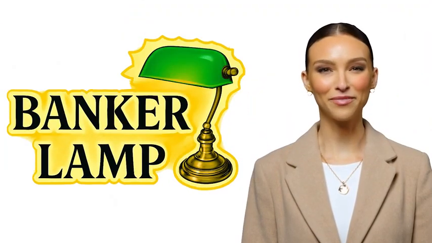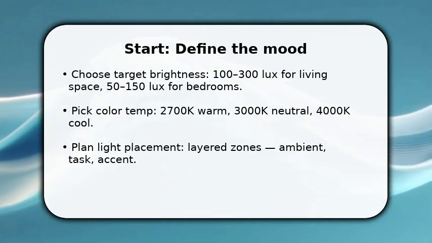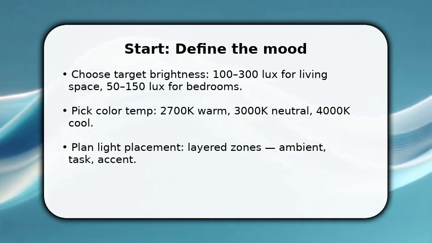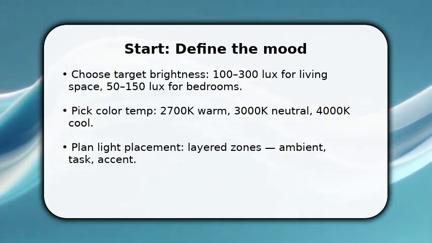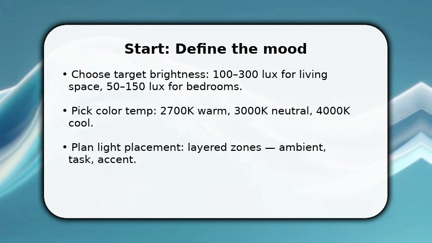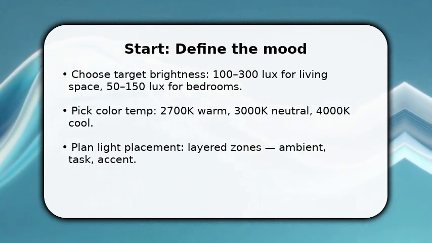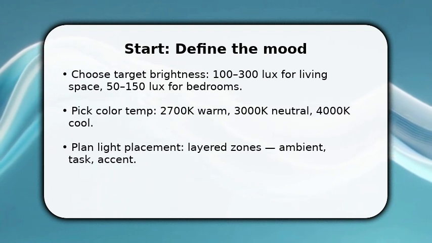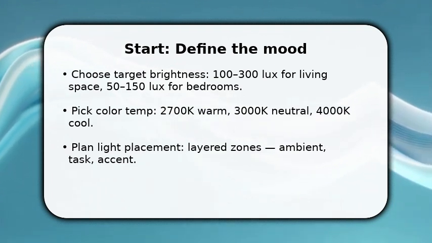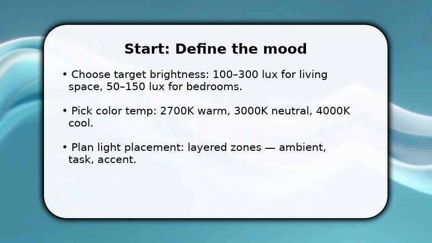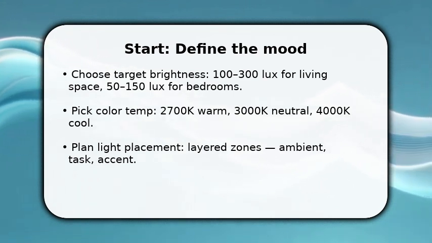Please enjoy the video. You begin by deciding the mood and measurable targets. Set 100-300 lux for common areas, 50-150 lux for sleep spaces. Once chosen, select color temperature, 2700 K for cozy, 3000 K for balance, 4000 K for clarity, because color affects perception. Next, map layered zones.